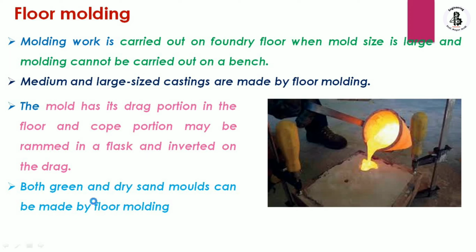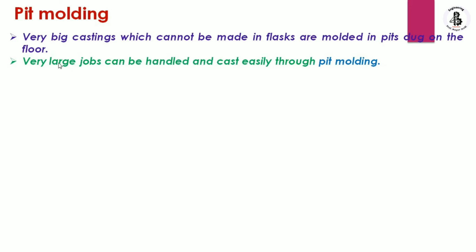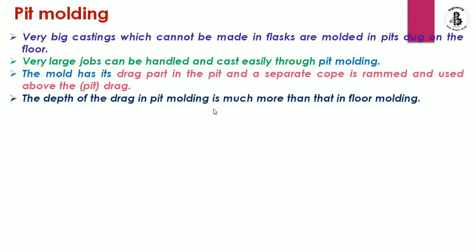Third one, pit molding. Very big castings, which cannot be made in a flask, are molded in pits dug in the floor. Very large size jobs can be handled and cast easily through the pit molding process. The mold has its drag part in the pit, and a separate cope is rammed and used above the pit drag. The depth of the drag in pit molding is much more than in the floor molding process.